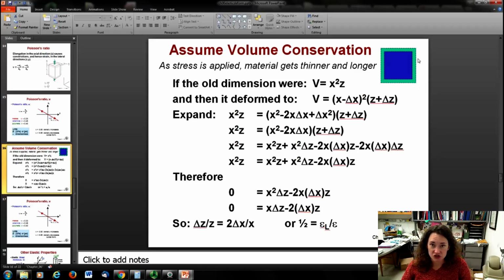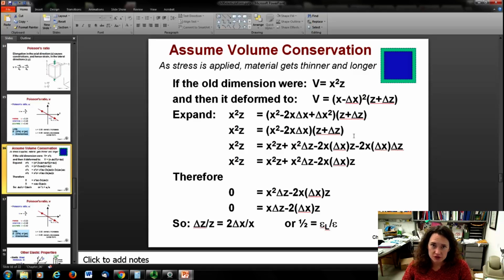Now if volume were conserved, let's say that it was a square cross-section, so that its old dimensions were x squared times z. That was its initial volume. And then when it deformed, it lost material in the x direction, so you had x minus delta x, and then that gets squared to compute the volume, but it gets longer in the z, so you have z plus delta z. Now if volume's conserved, you can set this initial value equal to the final value, so that's what I've done here, okay? And now I've expanded that x minus delta x term, so you have x squared z is equal to x squared minus 2x delta x plus delta x squared, and then times z plus delta z.